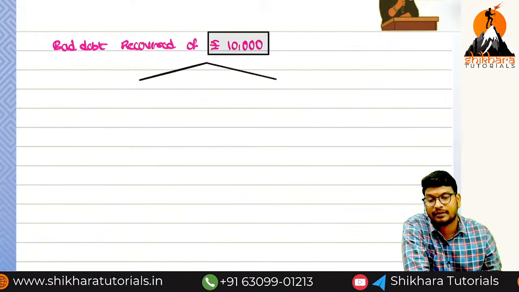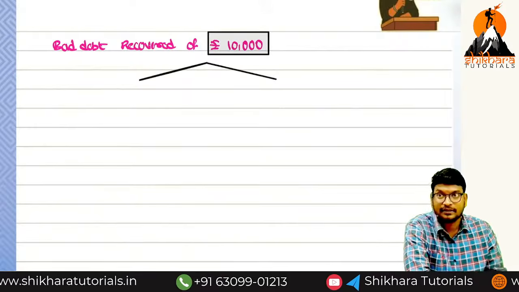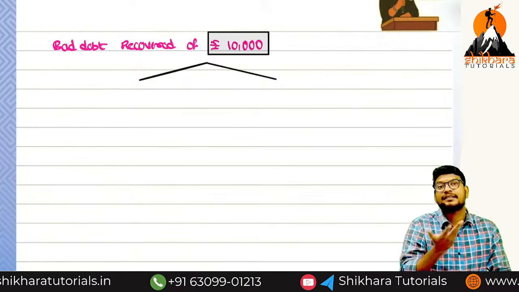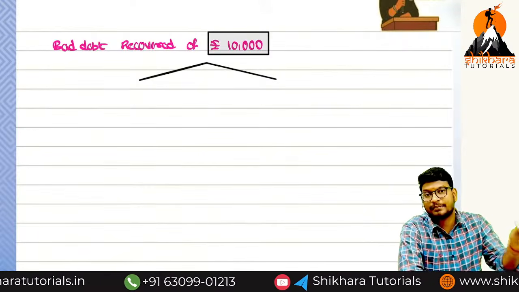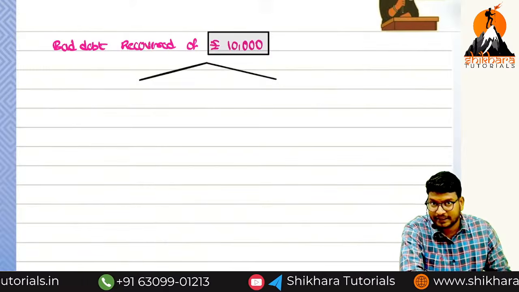Bad debts recovered means what is the assumption? We have received the cash, but the debt we had written off as a bad debt. The debtor has become a bad debt and then we are receiving the cash. Are you getting the point or not?